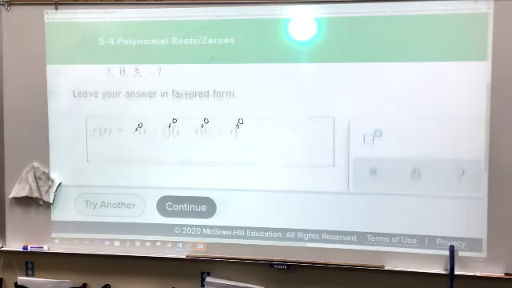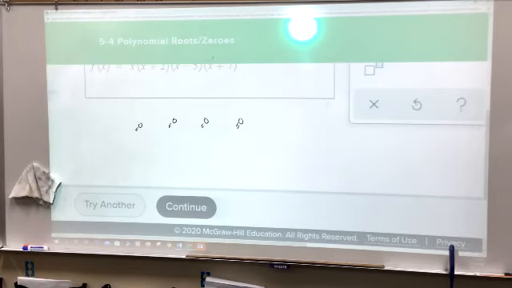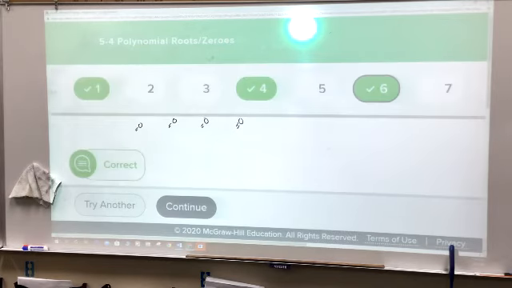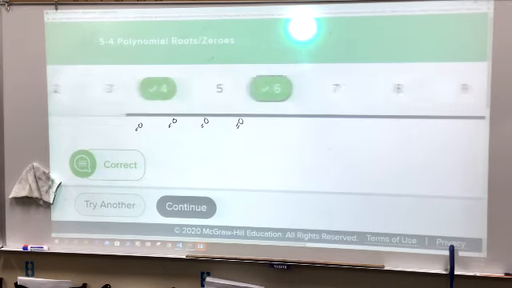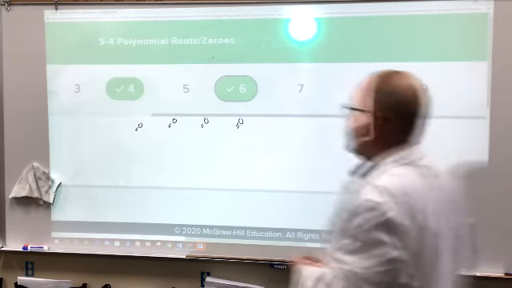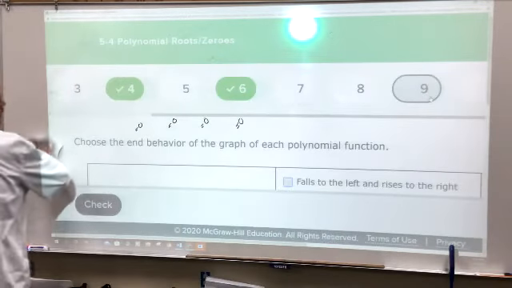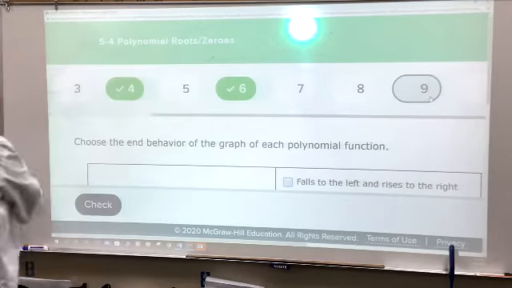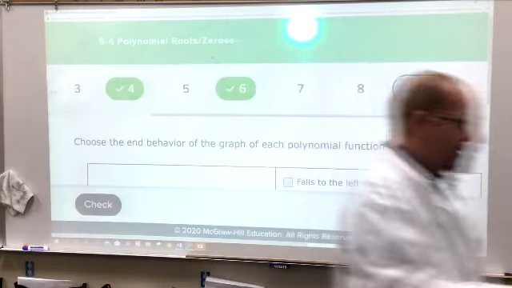So, let's see. There are a couple more problem types. Determining the end behavior, and then matching graphs. Let's do it. Determining the end behavior. Number 9. Choose the end behavior of the graph for each polynomial function.